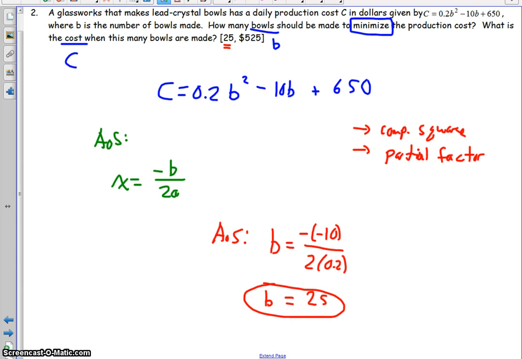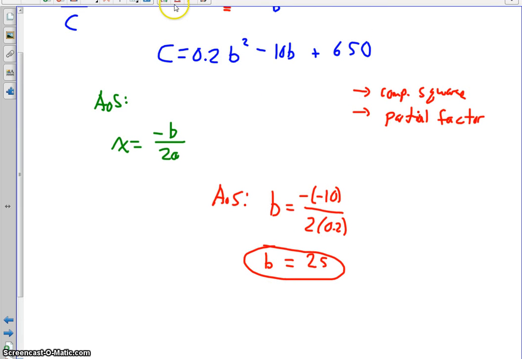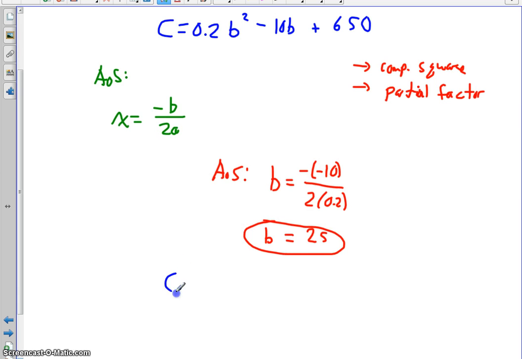So that's telling us that when 25 bowls are made, you're going to get our minimum production cost. Which is great, which gives us part of our answer, but then it asks what is the cost when this many bowls are made. So that's asking for the optimal value. So when b is equal to 25, what's the cost? We can just sub that into the equation and solve for c.